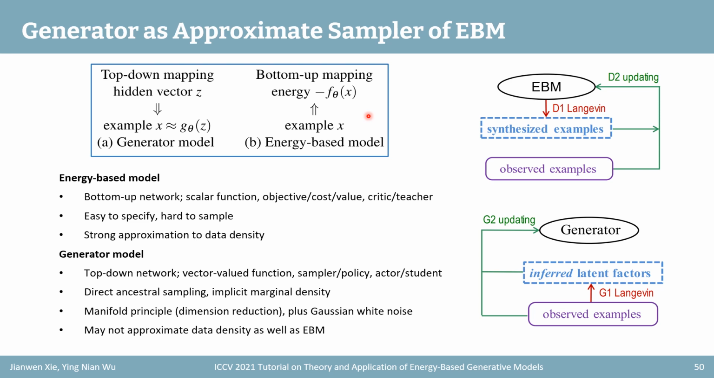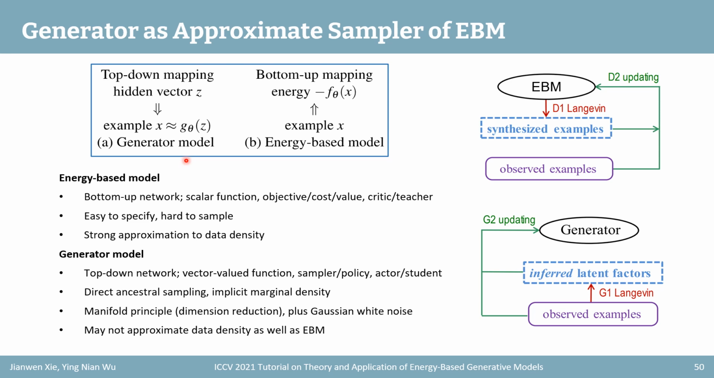And the advantage of this generative model is that you can generate the synthesized images directly by ancestral sampling. You just sample Z from its very simple prior distribution and then feed Z to this top-down network to generate your X. However, this model only gives you an implicit marginal density. The marginal density involves an intractable integral.